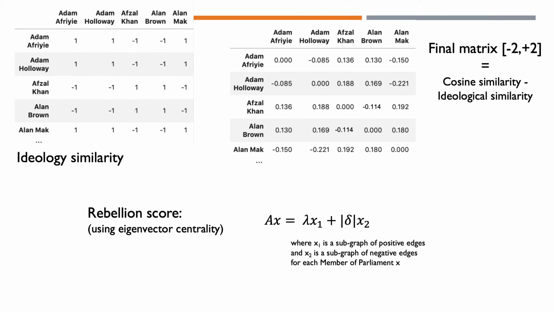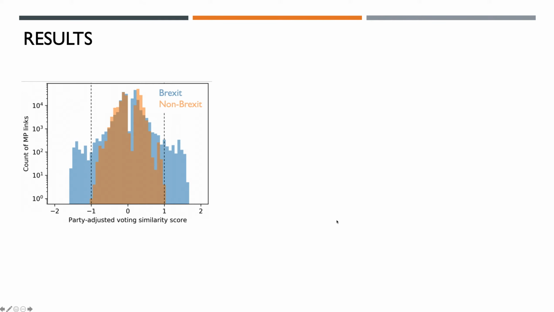And then to rank the rebels quantitatively, we introduce a rebellion score using the eigenvector centralities of each node, and it's the sum of two subgraphs. One is related to its positive edges, and the other is related to the absolute value of its negative edges.